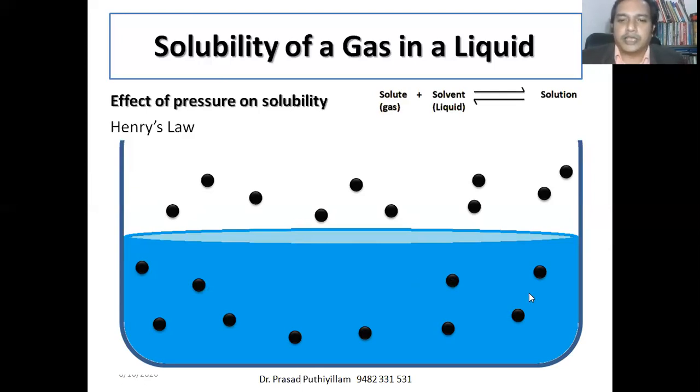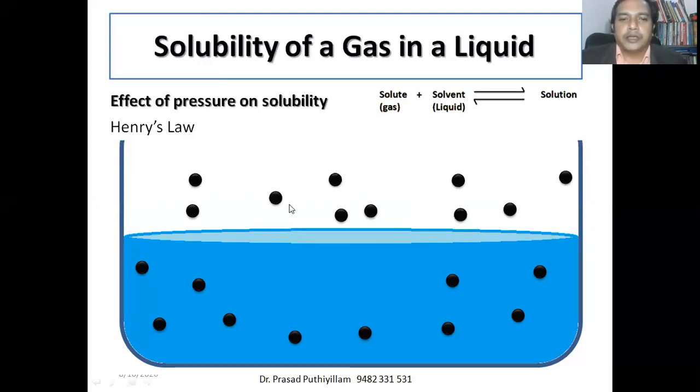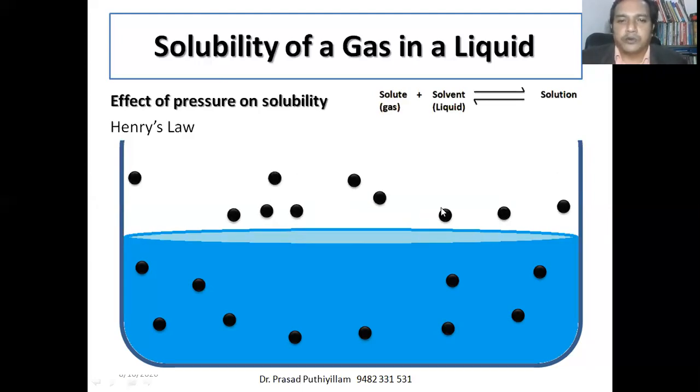So many gas molecules are dissolved. Few gas molecules are undissolved. They are present at the surface. Here you can see the gas molecules can move freely, whereas in the dissolved case they cannot move. They have limited mobility. Mobility means ability to move.